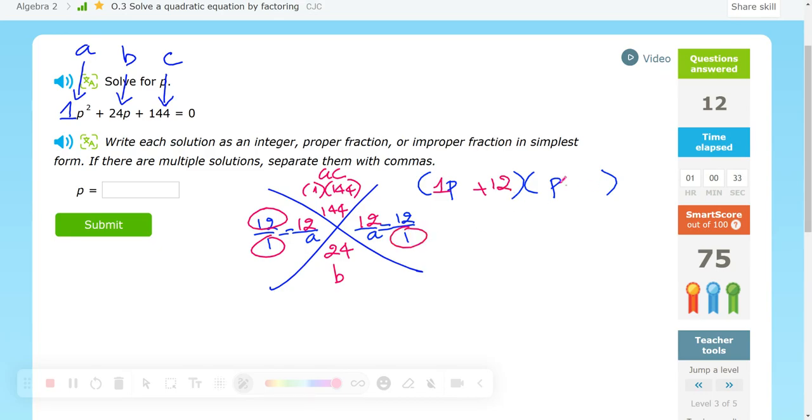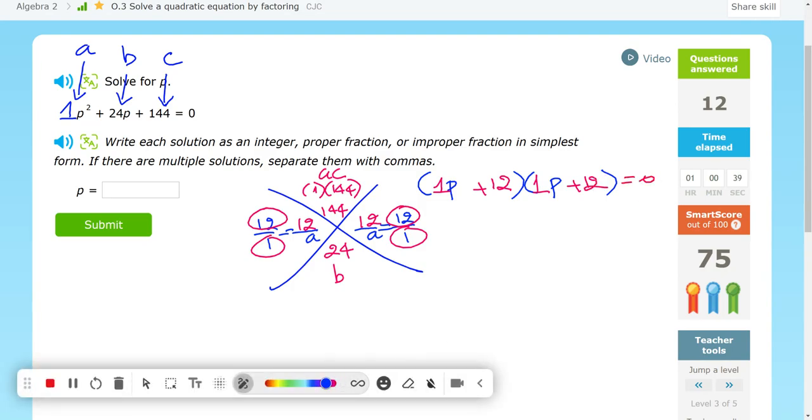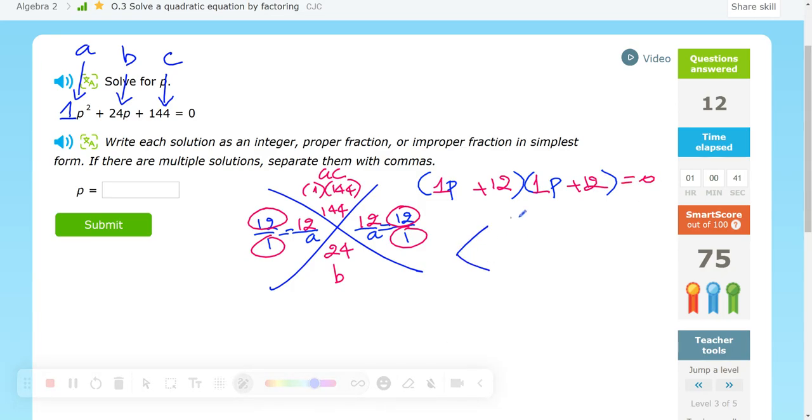Number 1 here, go in front of P. And 12, go to the back. Okay, so now you can solve. And you can see you got 2 solutions exactly the same, which is negative 12. So P comes out negative 12. So P plus 12 equals 0 for the second factor. P comes out negative 12.